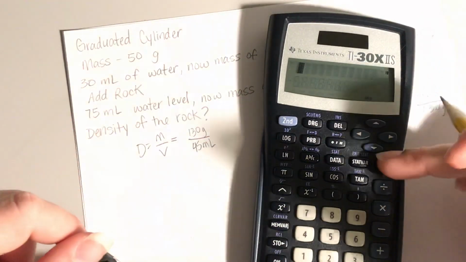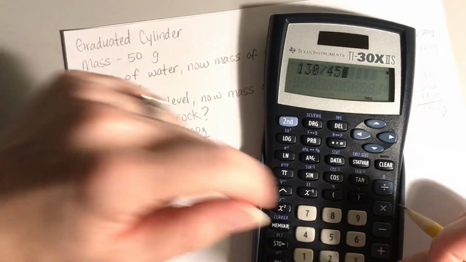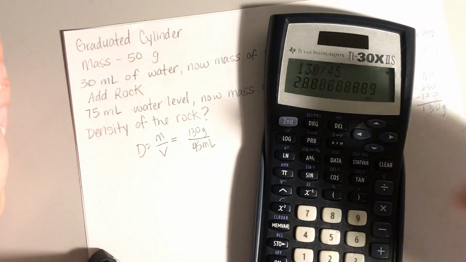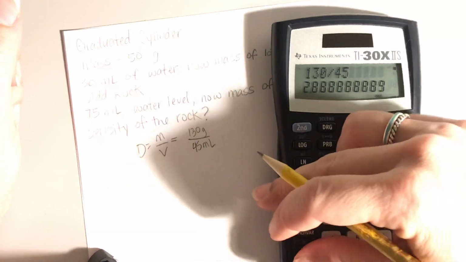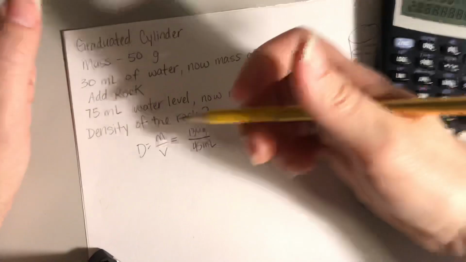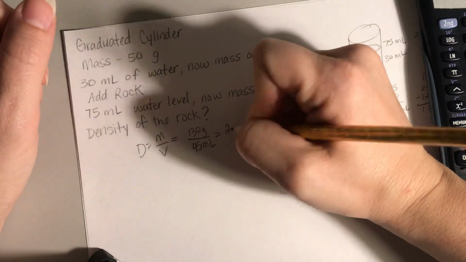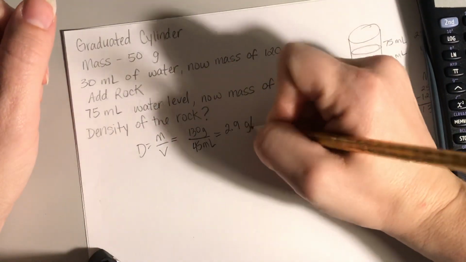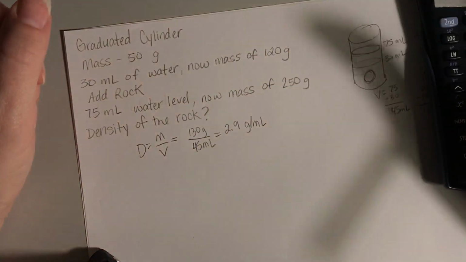All right, so now just divide that. 130 divided by 45. The density is 2.888, goes on forever. We'll round up to 2.9 grams per milliliter.